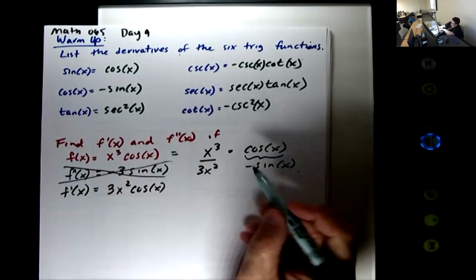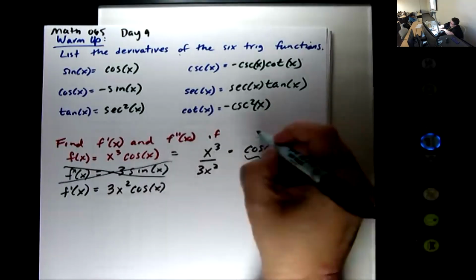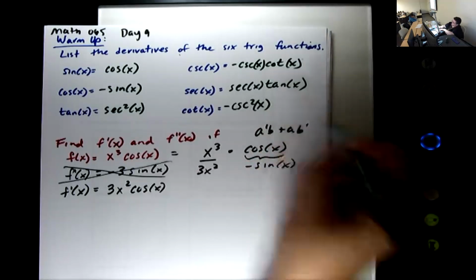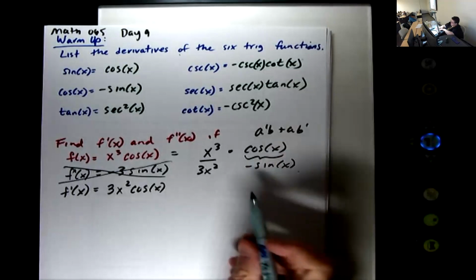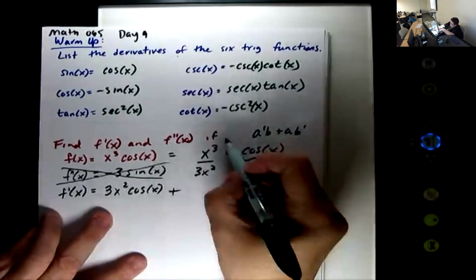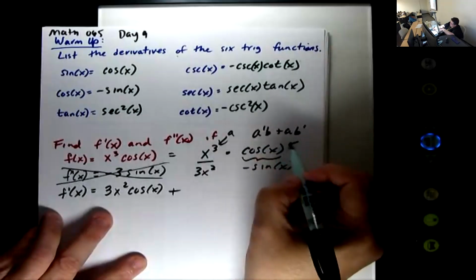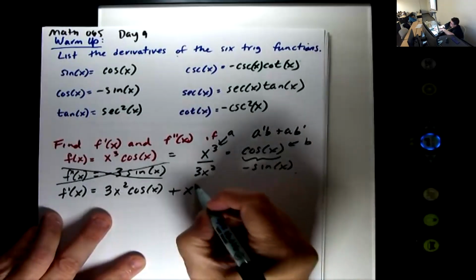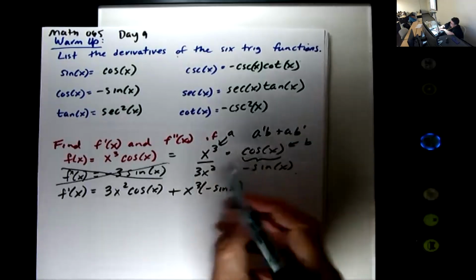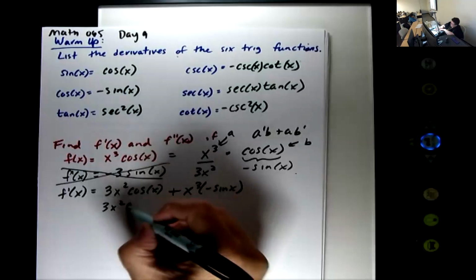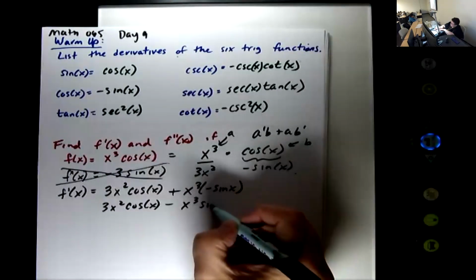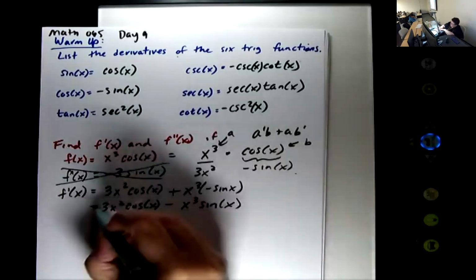And then we're doing a prime b plus a b prime. So we did a prime b and now we need plus a b prime. I'm calling that a and that's my b. A is x cubed and b prime is negative sine x. So maybe I'll rewrite that where I don't have a plus and a minus. That's the first derivative.